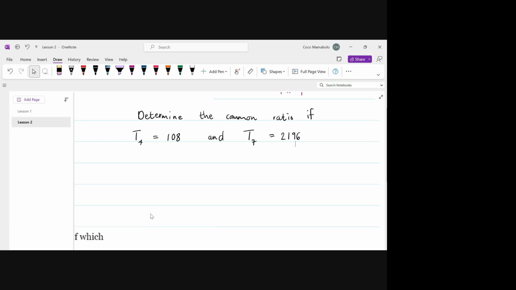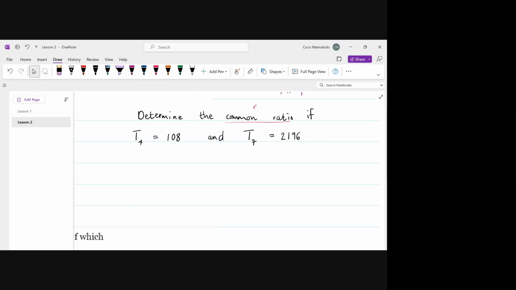Simultaneous equations. There it is. Okay. Simultaneous equations. Remember we did this? We said T4 equals 108. And then we said T7 equals 2196. And then we worked our way backwards, right? So we're going to do exactly that to solve for the common ratio. So we want to find R.